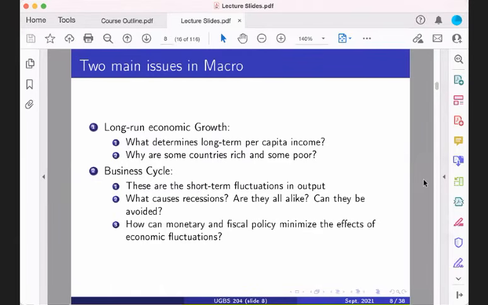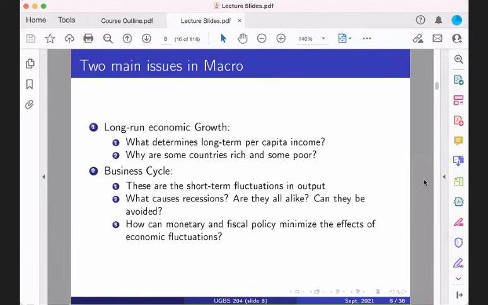All right. So there are two main issues in macroeconomics that we cannot run away from. The first one is long-run economic growth. The whole idea is what determines this particular long-run economic growth. Later on, when we go through the growth theory, you see one way of measuring growth is through the GDP or GDP per capita. So the question is, what determines this long-term per capita income? Why is it that some countries are rich, others are poor? So in the long-run economic growth, those are the issues that we'll be interested in.